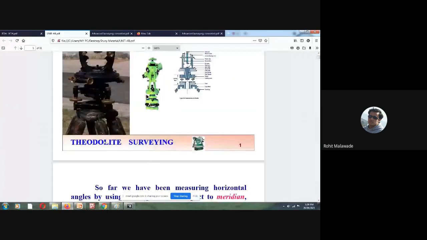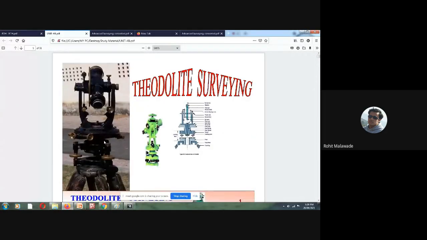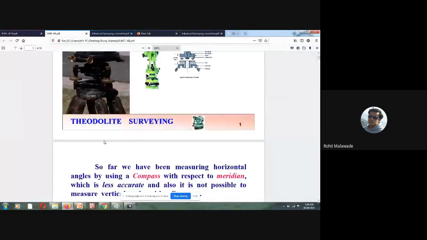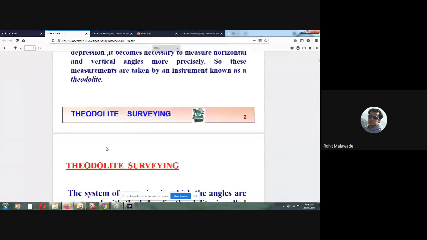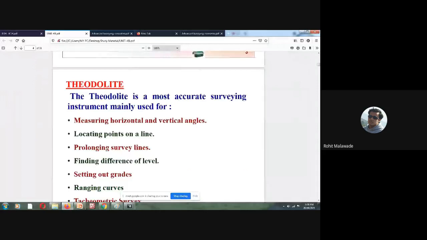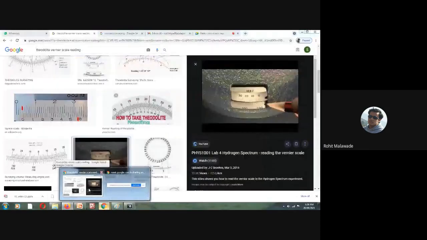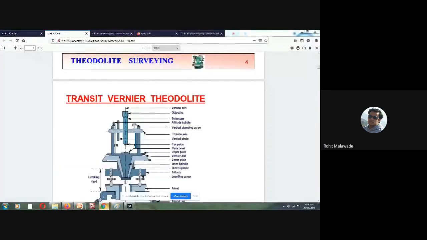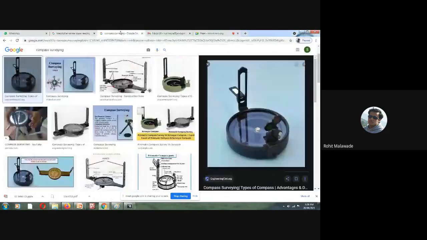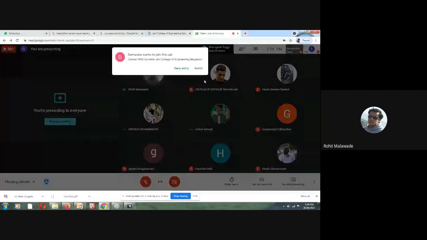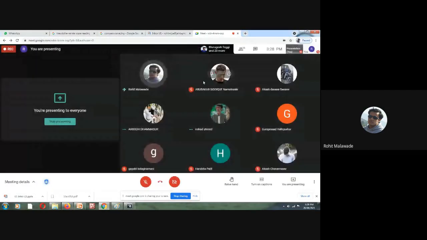So in today's class, we have seen what is theodolite, what is theodolite survey, what is the importance of theodolite, what is the advantage of theodolite, and what are the uses of theodolite. This is what we have studied in today's class. Tomorrow we will continue with the different types of theodolite and all. I hope you are getting what I am dealing with in the class. We will continue the further topics in the next classes.